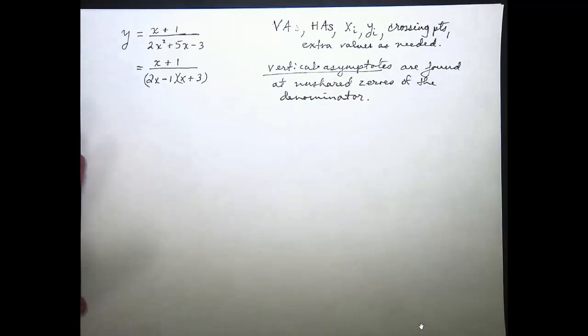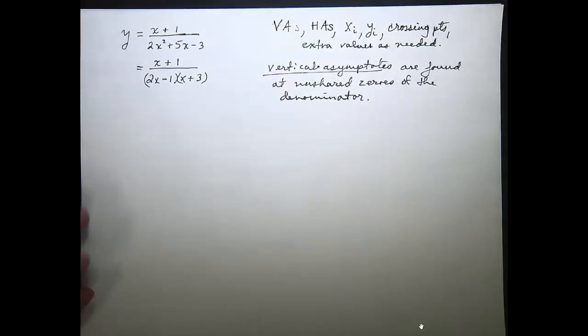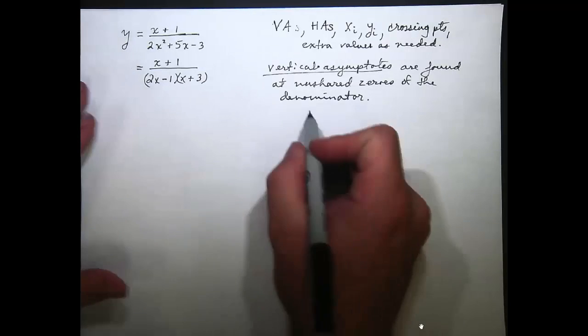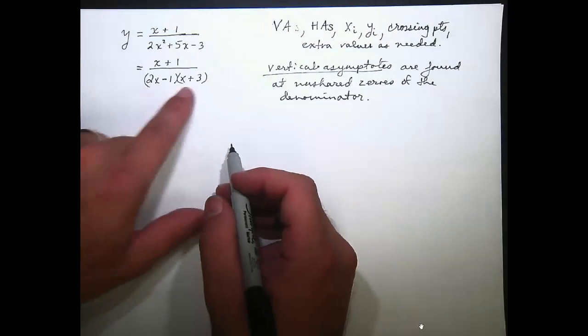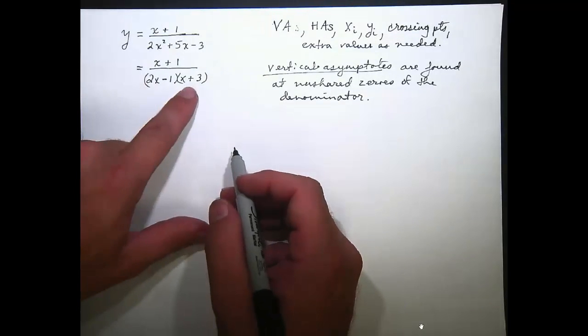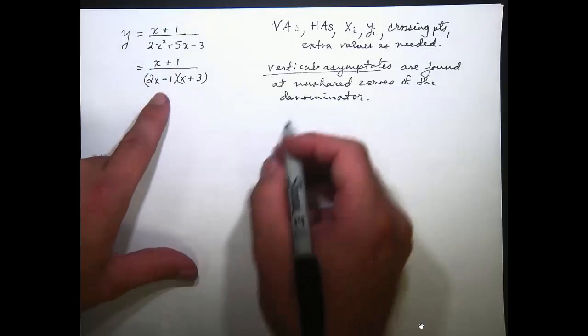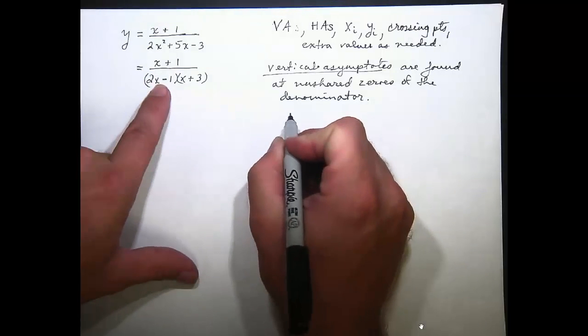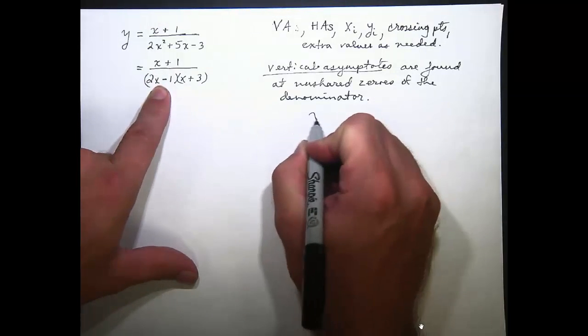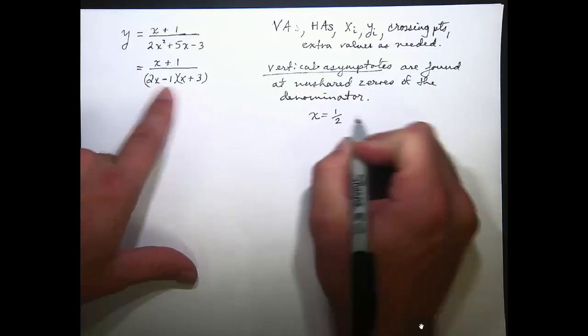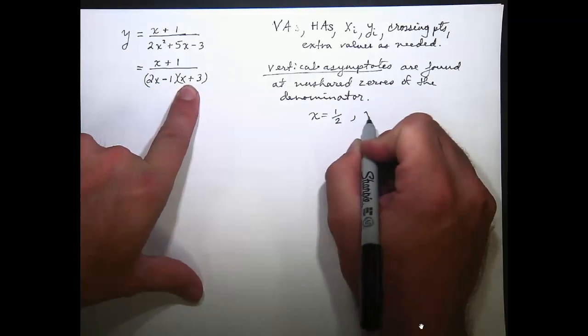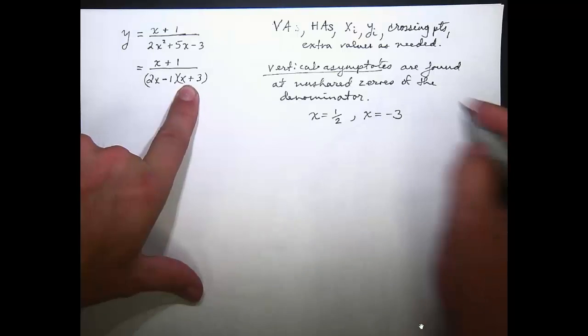We discussed in class that shared zeros create holes in the graph. I'm not going to get into that here because we don't see that, so we're not going to worry about that. We just have to find the zeros of these two guys. Neither of them are shared with the numerator. So what makes this equal 0? 1/2. What makes that equal 0? Negative 3. So those are the vertical asymptotes.